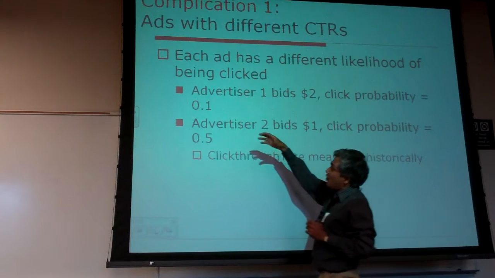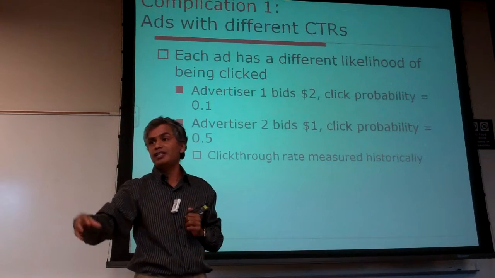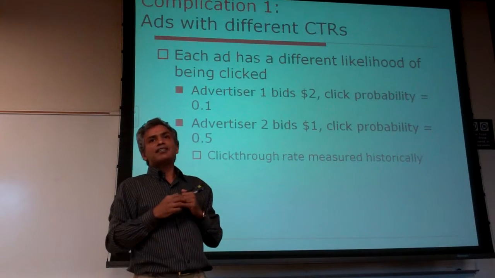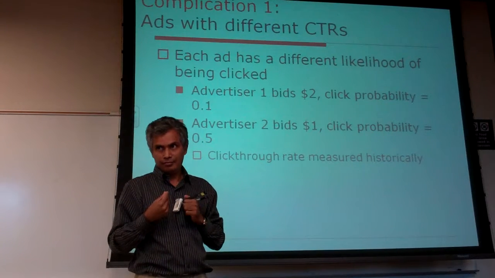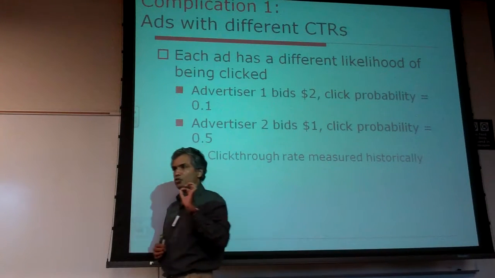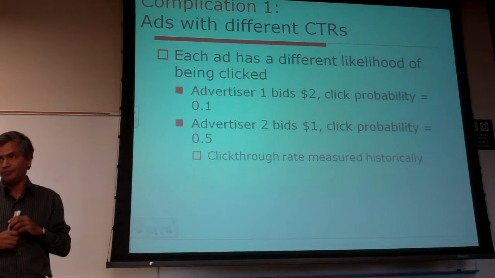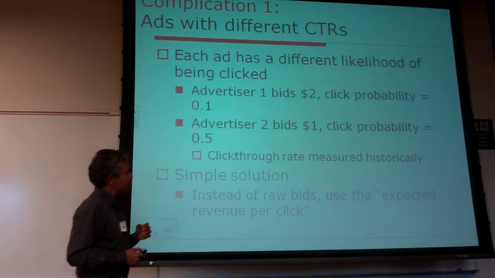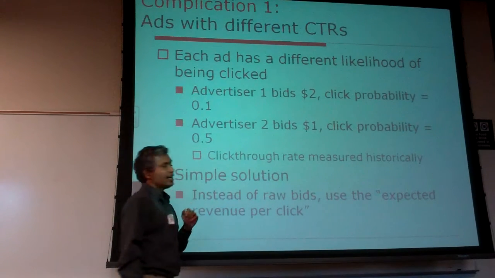So you learn that for this kind of advertisement, people are clicking on it with 0.1 probability. For these guys' advertisement, they're clicking on it with 0.5 probability. The more exploration you have done, the better these numbers are. The better those numbers are, the better your estimates are of how much you are expected to get if you were to put this guy in as the advertisement for that page. Now this click-through rate is measured historically, and the simple solution is, instead of raw bids, use the expected revenue per click.